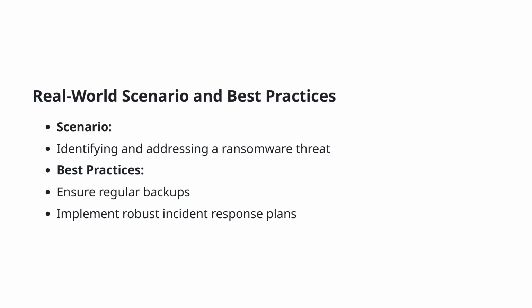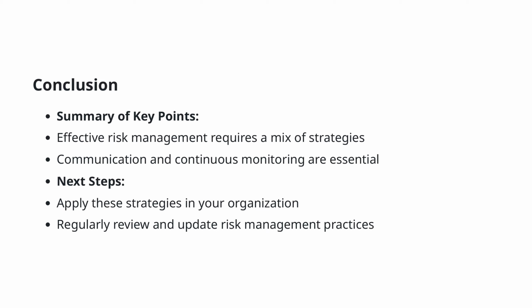Secondly, implement robust incident response plans. An incident response plan should clearly outline the steps to take immediately after detecting a threat. This includes isolating infected systems, notifying relevant stakeholders, and beginning the recovery process while minimizing downtime and data loss. These best practices, when integrated into your risk management framework, can significantly enhance your ability to manage and mitigate threats like ransomware effectively.